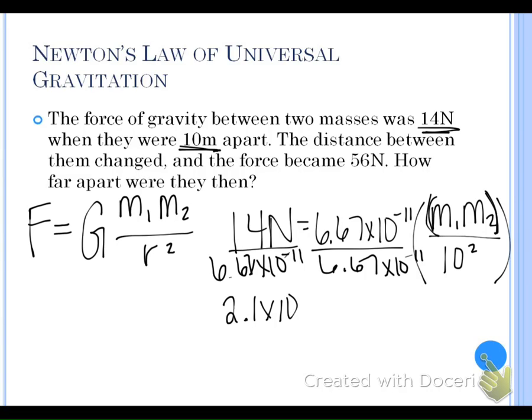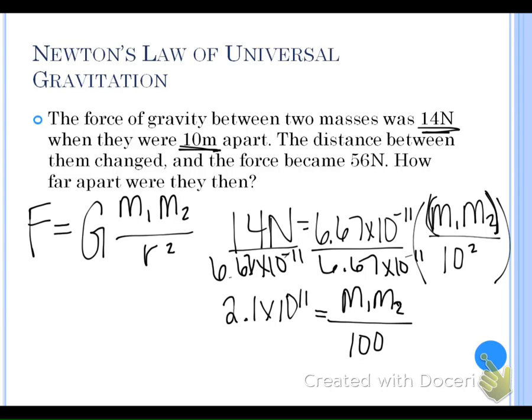2.1 times 10 to the positive 11th. Should be positive 11th. Mine came out like... Did you plug in negative 11 for the 6.67? I got positive one. The calculator's messed up. See? I typed it in.